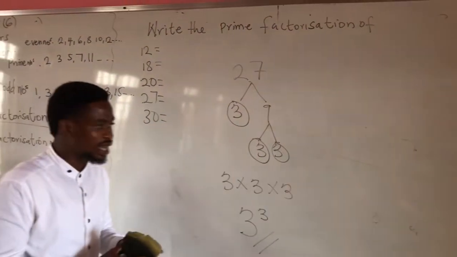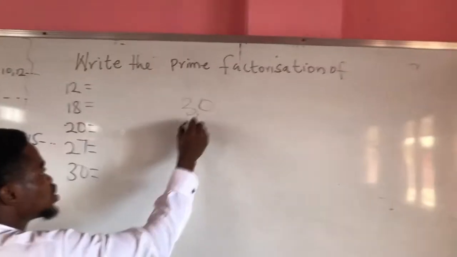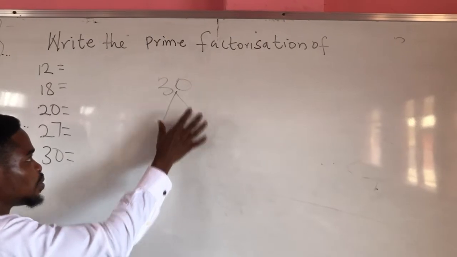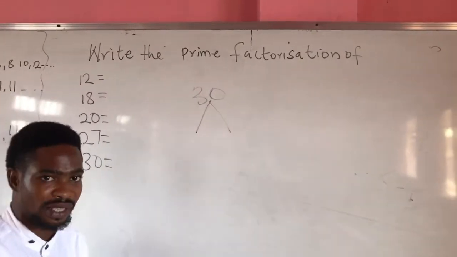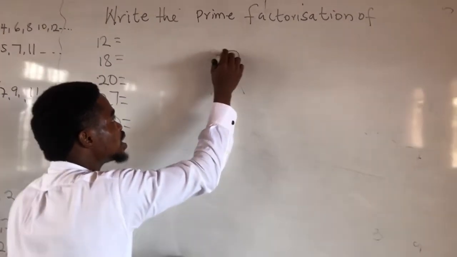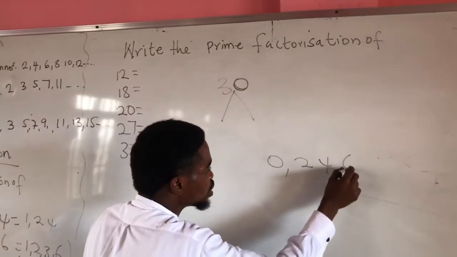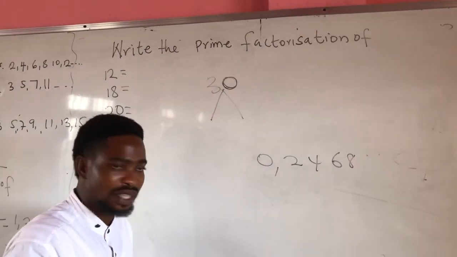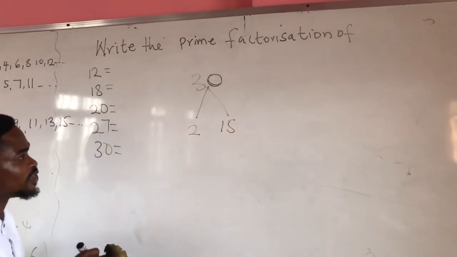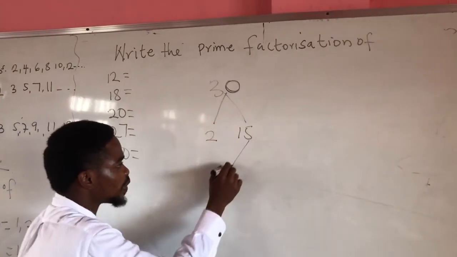Now let's look at the last question, which is not the least, which is 30. So remember to draw your factor tree. Which 2 numbers, when we multiply them, can we get 30? Now 2 can go into 30, because 0 here falls under even numbers. We start with 0, 2, 4, 6, and 8, as we've learned in our previous studies. So 2 here, 15. 2 times 15 will give us 30. So we cannot break the 2 down, but we can break the 15 down.